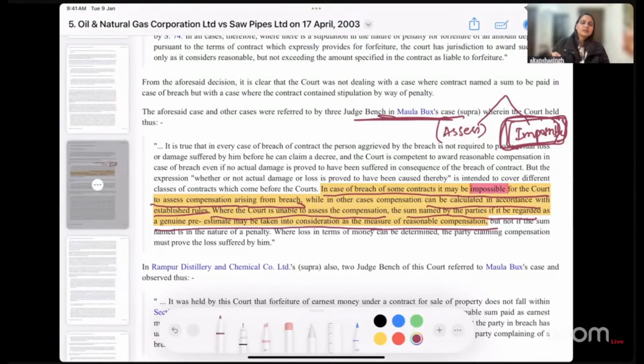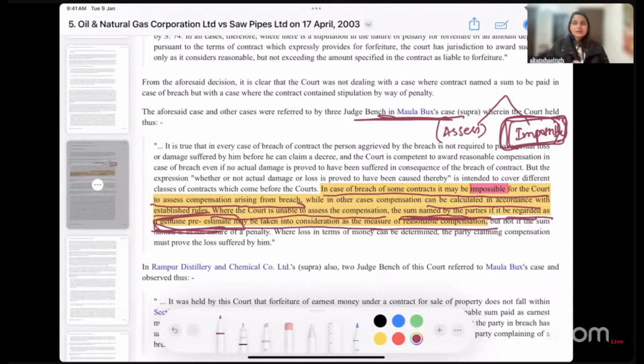The court would rather do what? It will stick to the sum named by the party. The amount that you have named in your contract, we are going to grant you the same if it is regarded as a genuine pre-estimate amount. Very clearly, we have to stick to the principle of reasonability, and that is why the court will first see whether it is a genuine pre-estimate amount or not, and grant you accordingly the amount mentioned in the contract, because they can't really find the actual loss or damage.